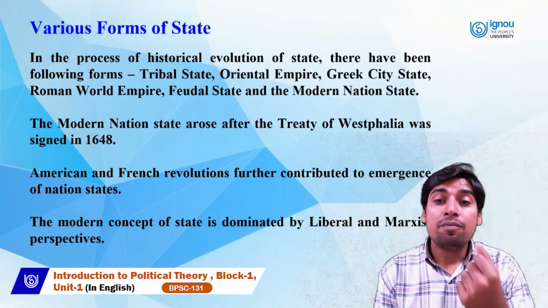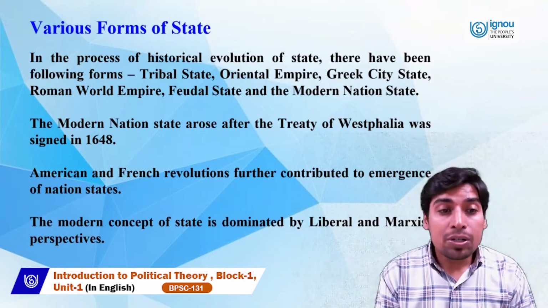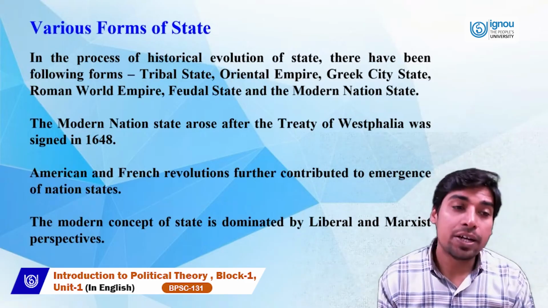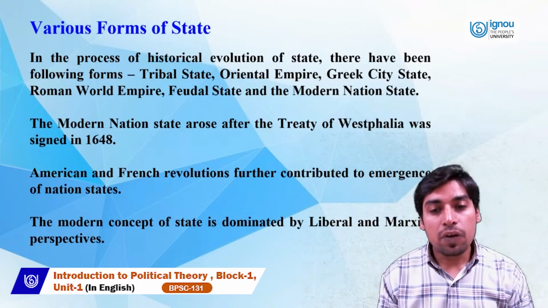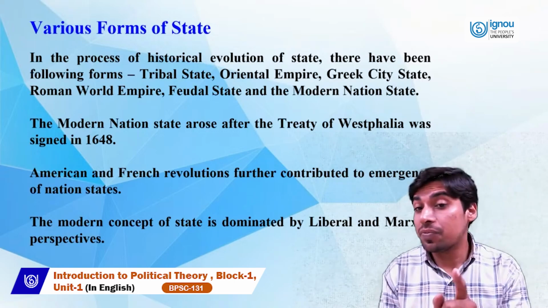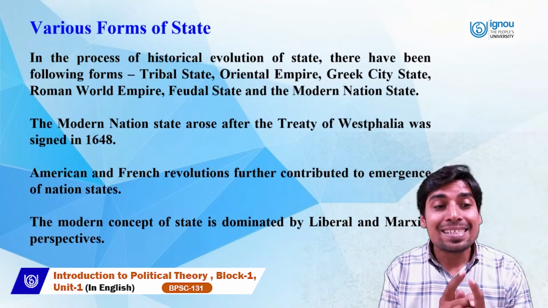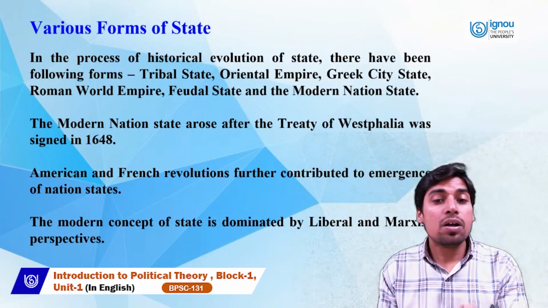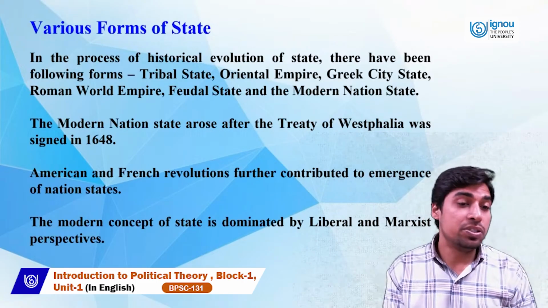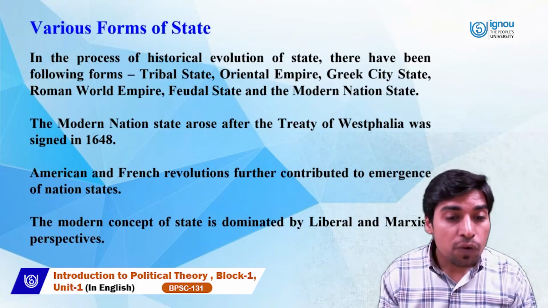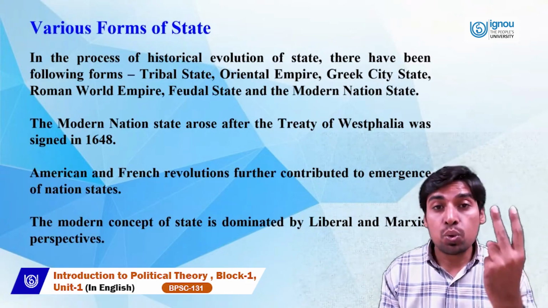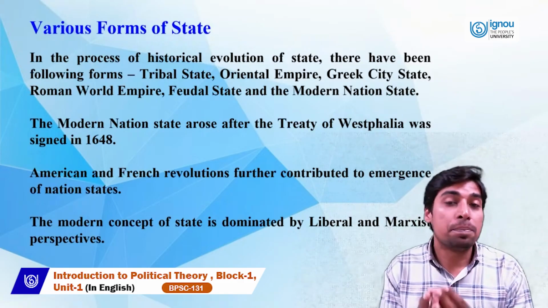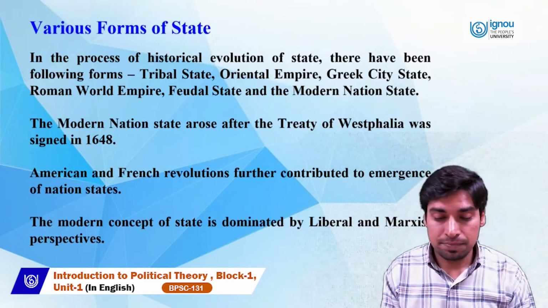This concept emerged from the Treaty of Westphalia. The modern nation-state arose from the Treaty of Westphalia, signed in 1648. The American and French revolutions further contributed to the emergence of nationalism and the nation-state concept in the Western world. The modern concept of state is dominated by two approaches: first, the liberal, and second, the Marxist perspective.